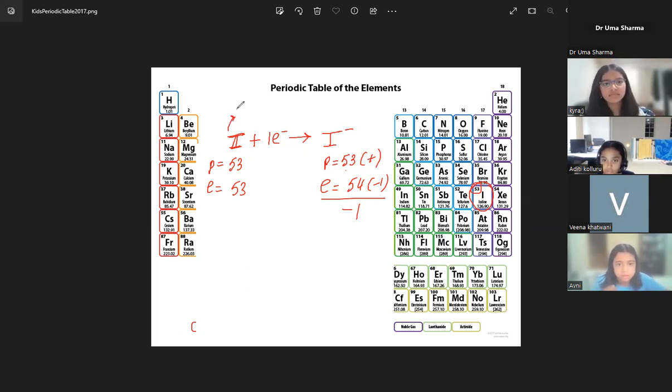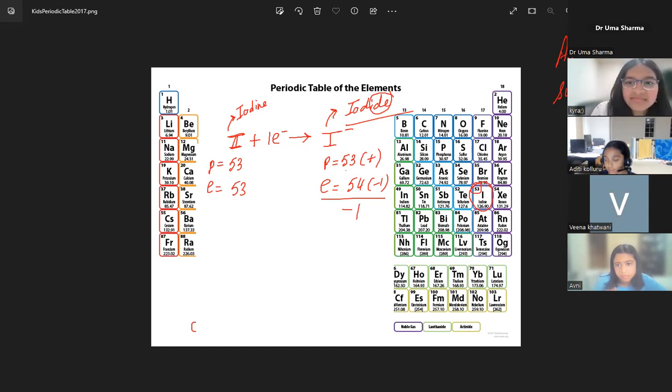This is iodine. The one without any charge is iodine from the periodic table. What is the name of this one? Iodide. Yes, iodide. So suffix. I said the suffix. So in the anions, you will pick up the prefix from the periodic table and the suffix for that anion will be "ide." That counts for all of them.